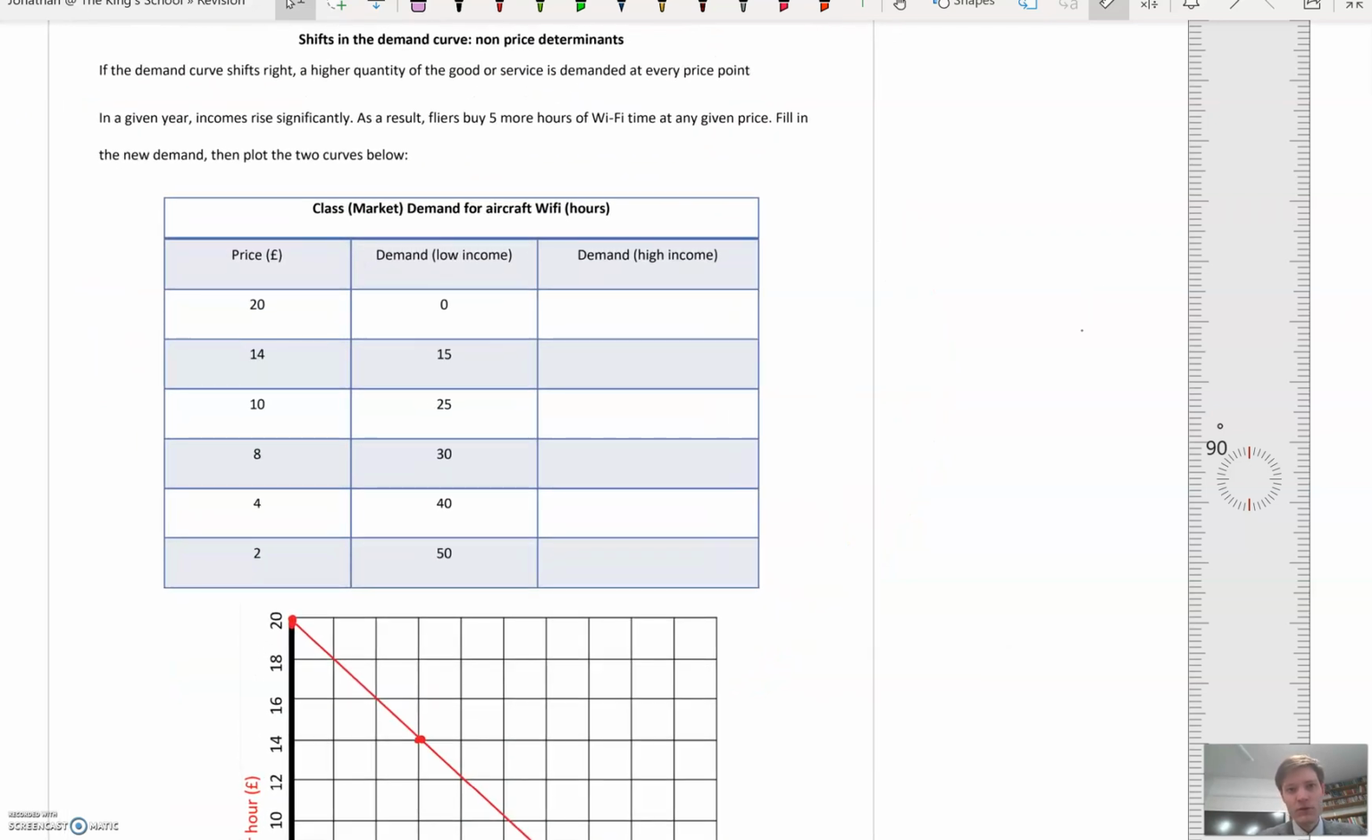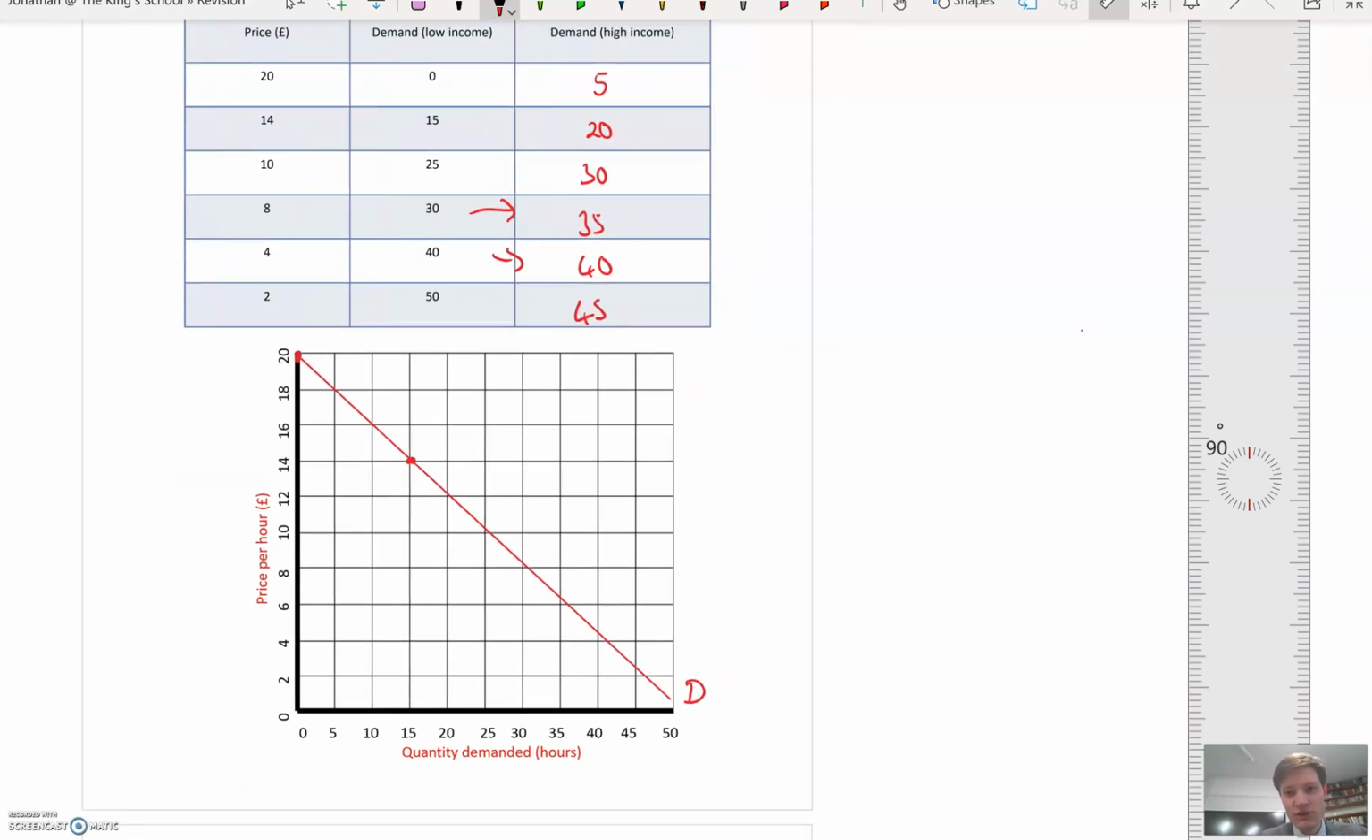Right, so non-price determinants. Anything that is not the price is going to move you to a new demand curve. It's going to jump you or shift you to a new demand curve. For example, if we have an increase in incomes, what's going to happen to our demand at every price? So essentially what we're going to do is add on 5 to every one of these. And you can see me going from this one to add on at every point. That is what we mean by a shift in demand.